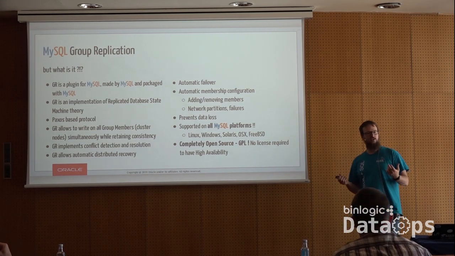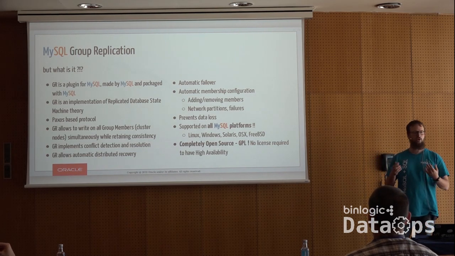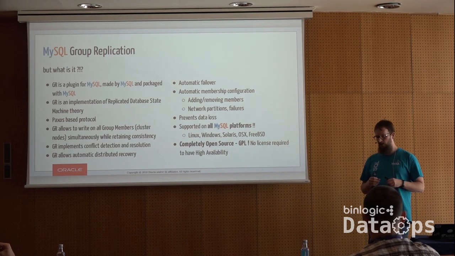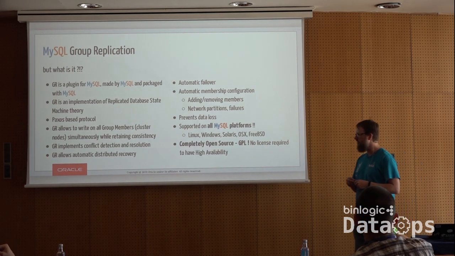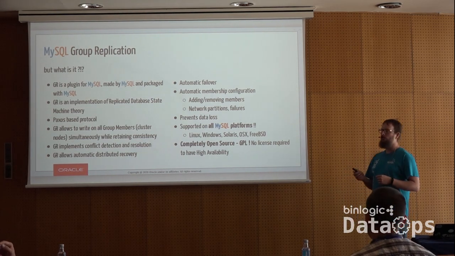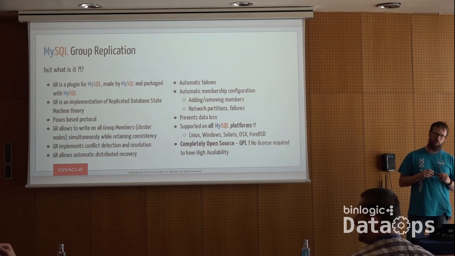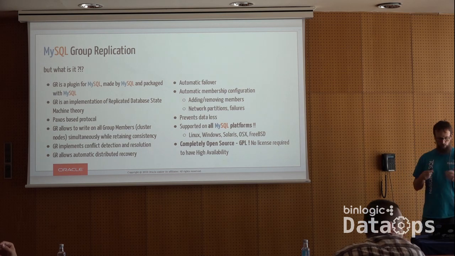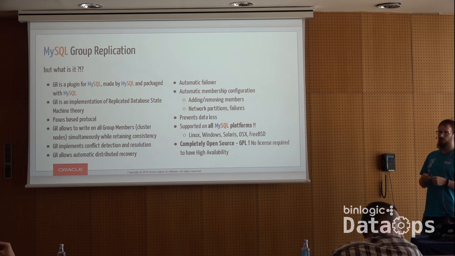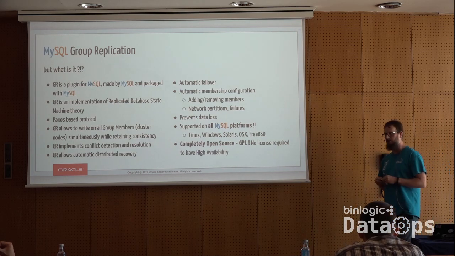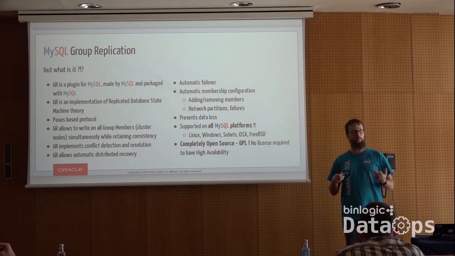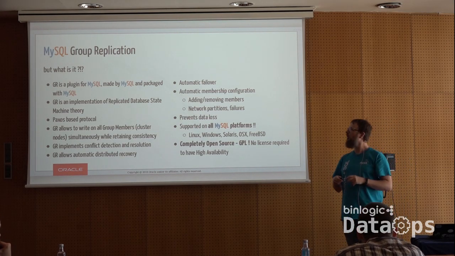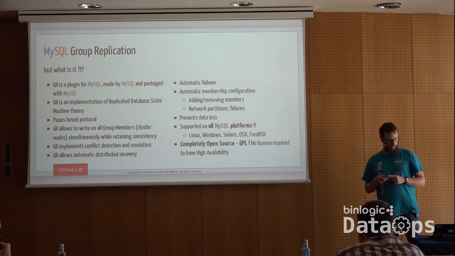It has conflict detection and resolution. The conflict resolution is that the first to commit wins, or the first to commit who achieves majority. I will go into details on that later. It also allows distributed recovery: if a node goes out for a while and comes back, it will recover all the missing transactions from the group. It has automatic failover. This is more in the InnoDB cluster itself, because group replication by itself won't do the routing, but the router that you add will do the failover for you if there is an issue on one machine.